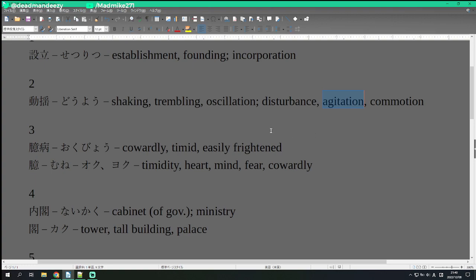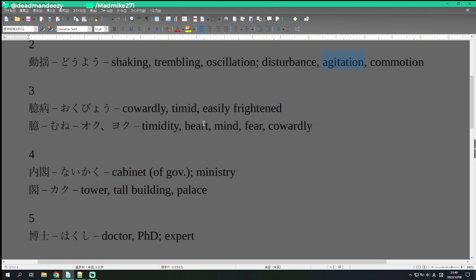Number three is okubyo. Byo on the right side is sickness, and oku on the left side is our new kanji for timid, timidity, heart, mind, fear, or cowardly, specifically cowardly.